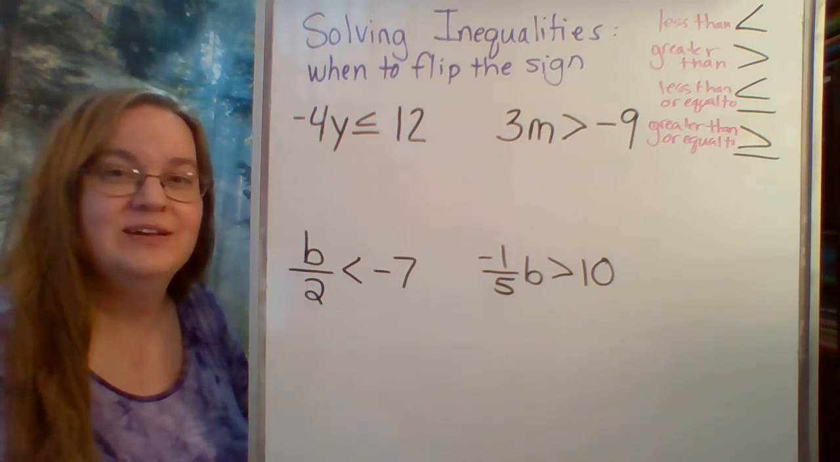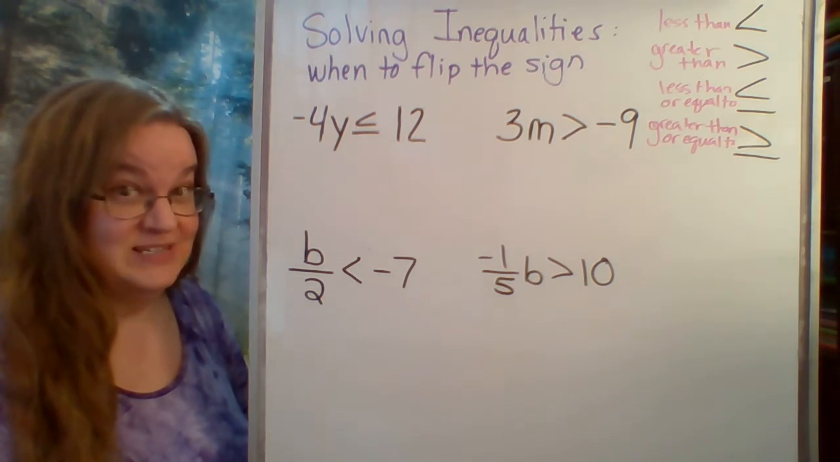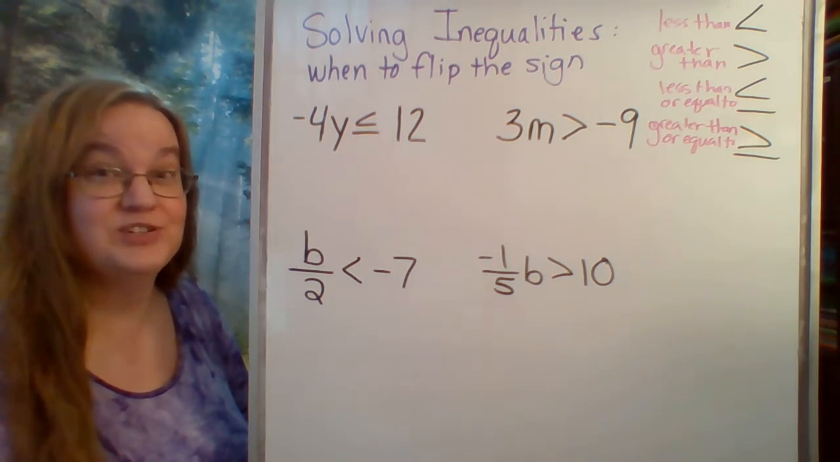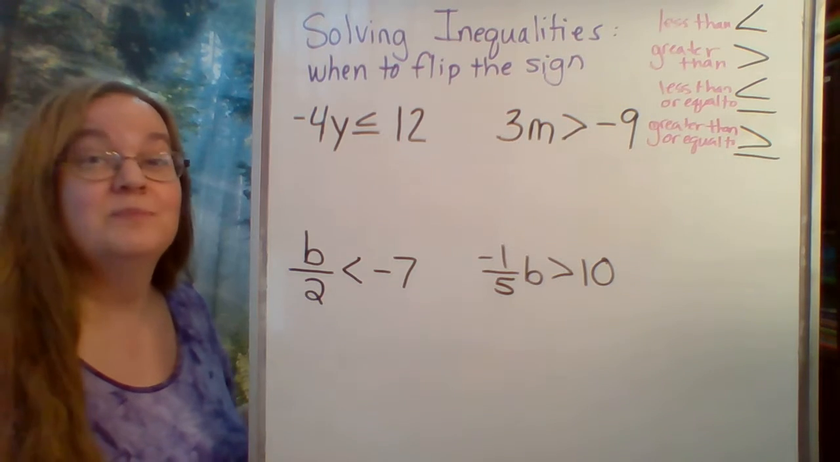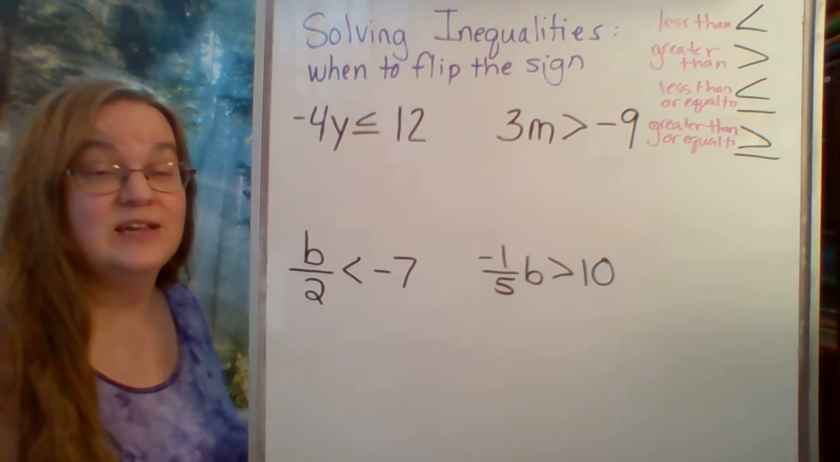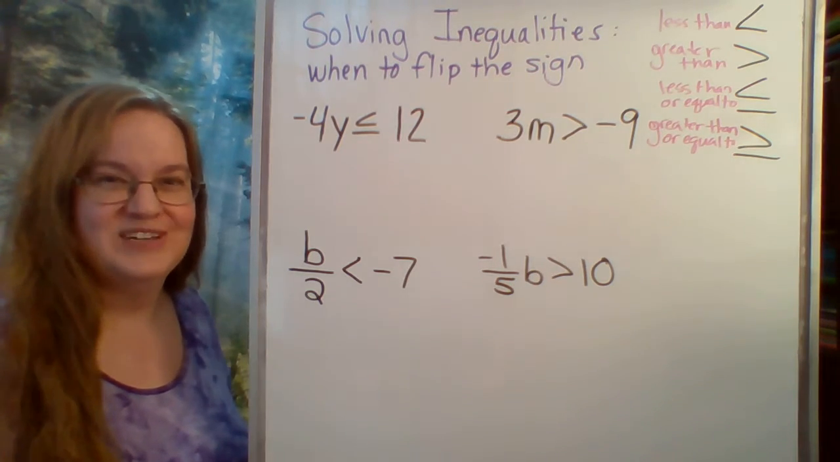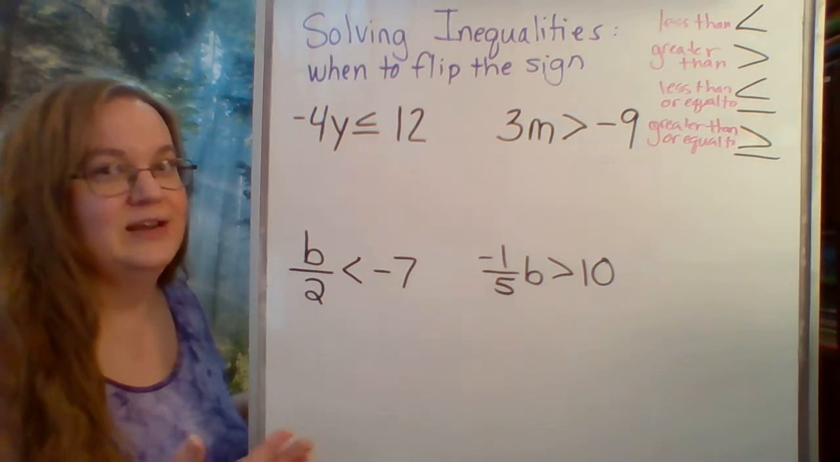This is a quick review of when you're solving inequalities, when to flip the sign and when not. Negative numbers kind of mess things up a little bit when we're solving inequalities. It's not something you have to worry about with equations because it's equal. But sometimes the direction of the sign has to change. So a less than has to become a greater than or vice versa. Let's look at when to do that and when not to.